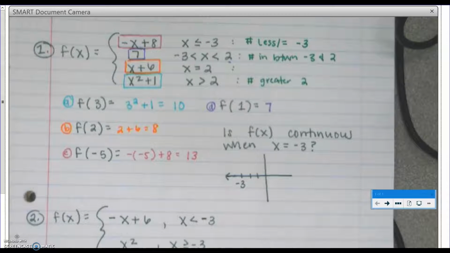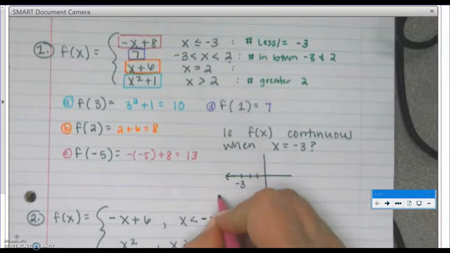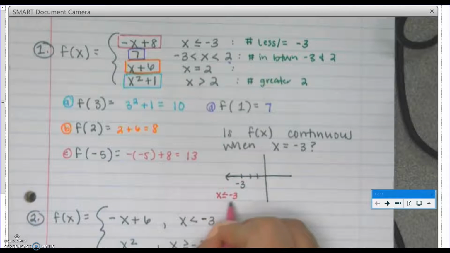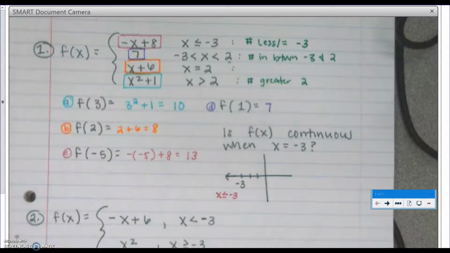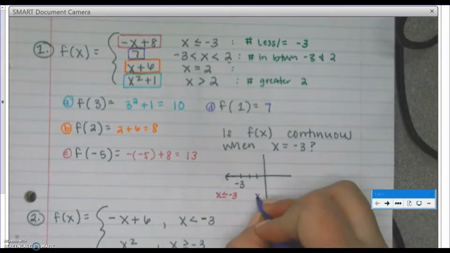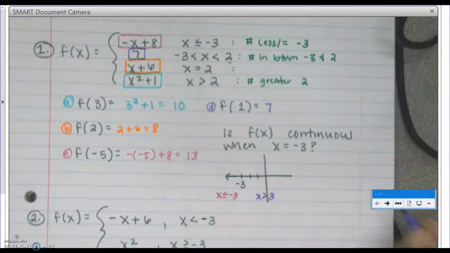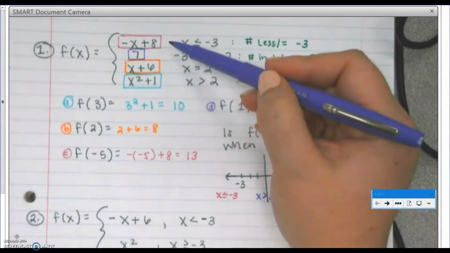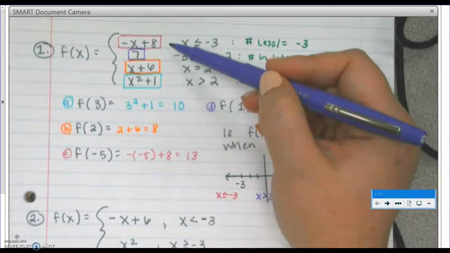So the left-hand side of this graph are the x's that are less than or equal to -3. The right-hand side of the graph are the x's that are greater than -3. So basically, I need to check and see if I plug -3 into both of these pieces, am I going to get the same answer?